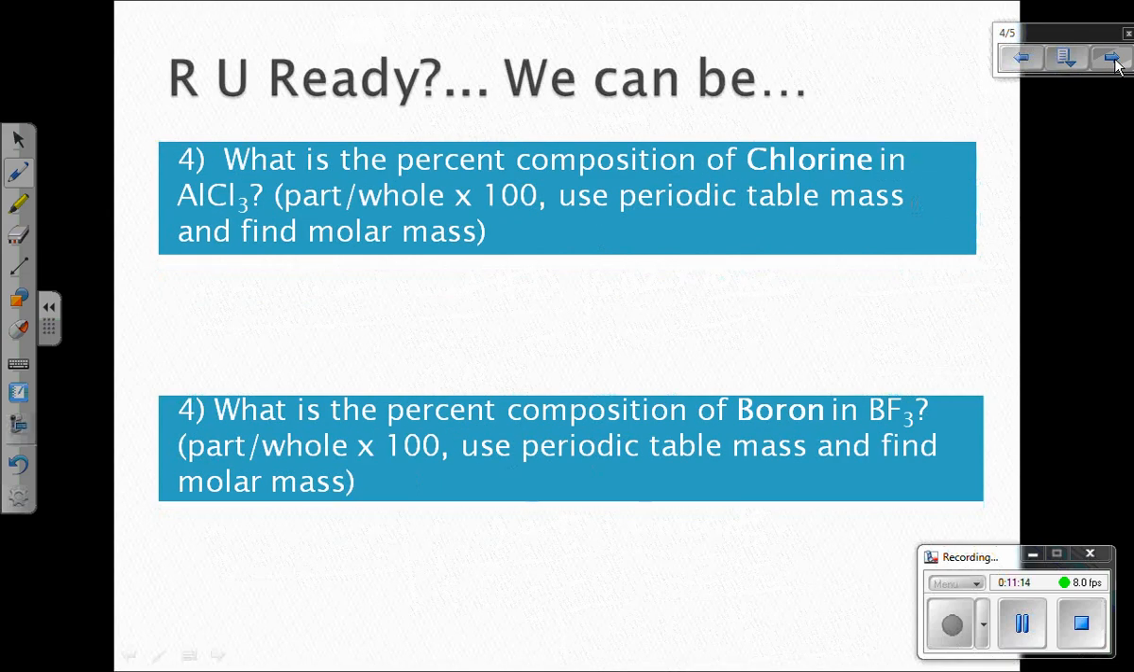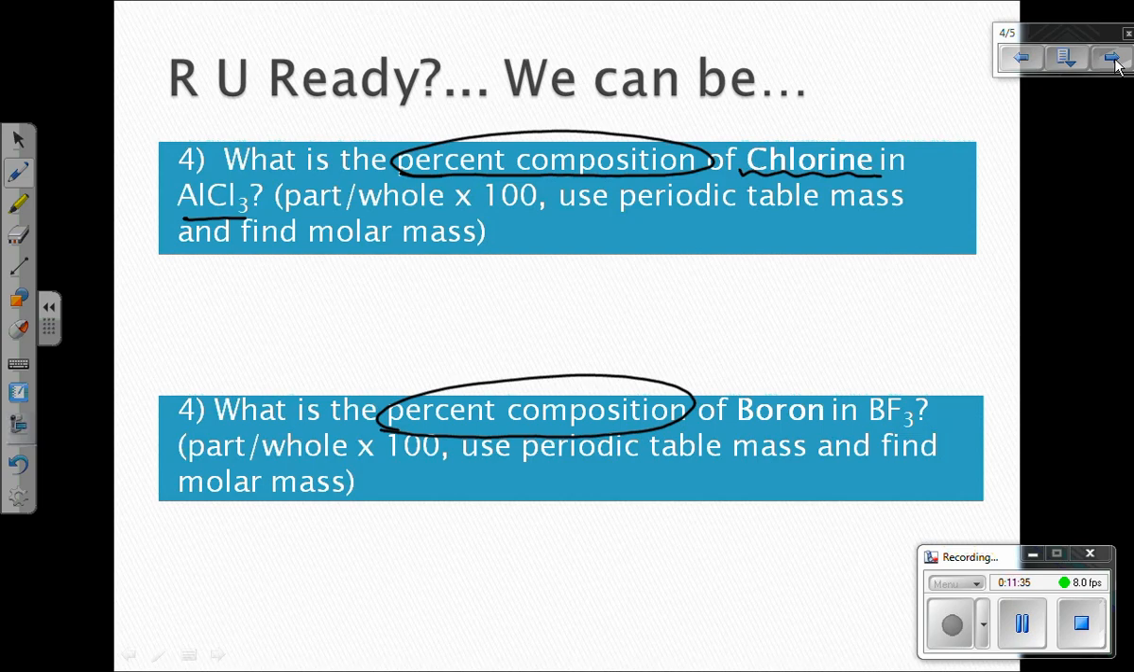Now my next one. What is the percent composition of chlorine in AlCl3? So we're looking for percent composition, and we are given the compound AlCl3. We are looking specifically for chlorine in this one. Same thing down here, but now we're looking for boron, and we're given BF3. The key thing to remember about percent composition is that it is the part, so the chlorine, divided by the whole. And all of this is about the molar masses.